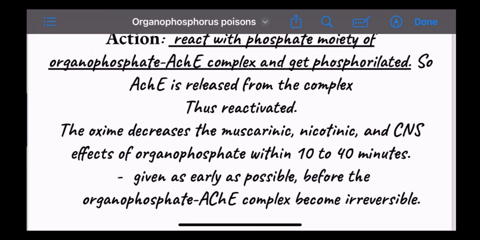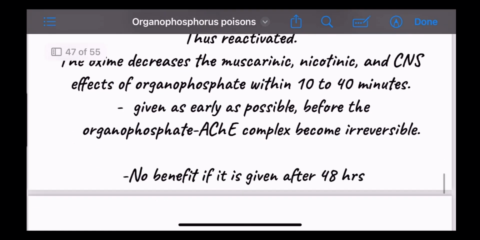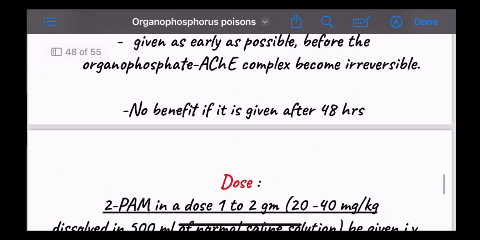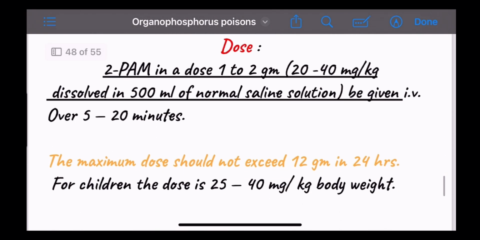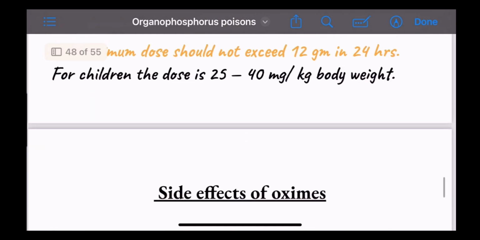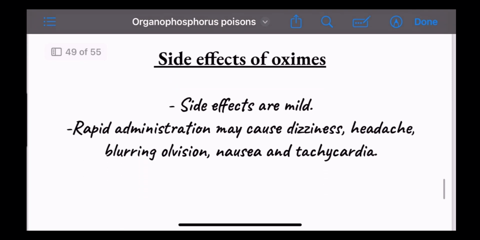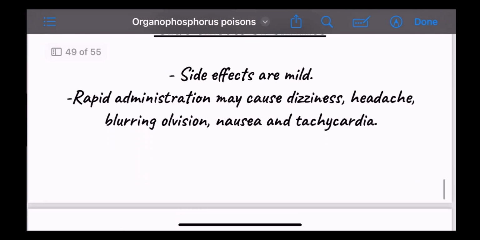The oximes decrease the muscarinic, nicotinic and CNS effects of organophosphates within 10 to 40 minutes. They should be given as early as possible, before the organophosphate-acetylcholinesterase complex becomes irreversible. No benefit will be there even if given after 48 hours. These are some of the doses. If you want to remember, you can remember. Not so important. Side effects of oximes are mild. Rapid administration may cause dizziness, headache, blurring of vision, nausea and tachycardia.